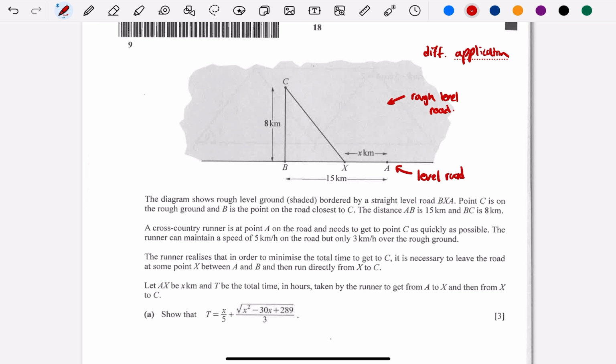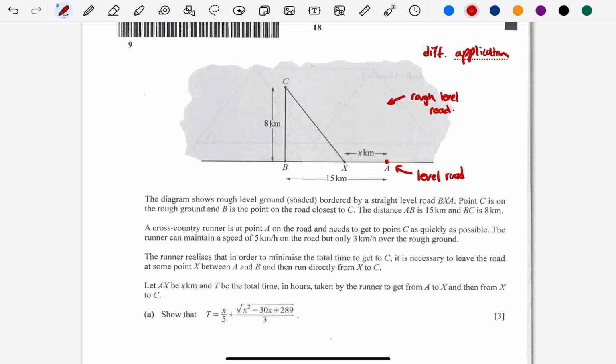Okay, they tell you point C is on the rough ground and B is on the road closest to C. So B is on the road closest to C. The distance AB is 15 km and the distance BC is 8 km. A cross-country runner is at point A, on the road, and he needs to get to point C as quickly as possible.